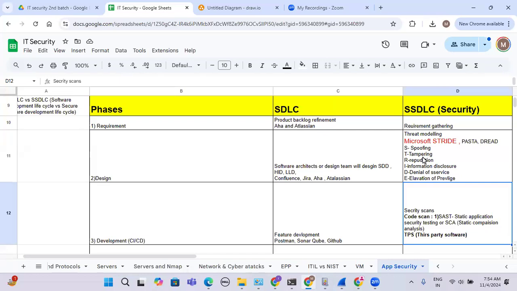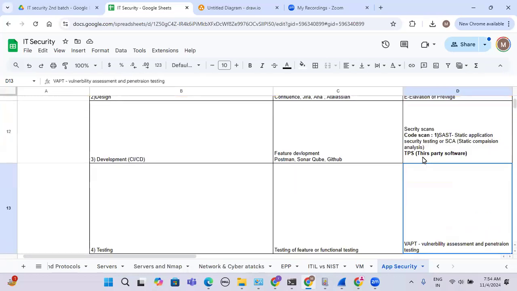So then we have to write the Jira tickets to the respective development team, and they will fix those TPS issues as well, based on the compatibility and based on the performance issues. So next one on the testing phase, once the feature is going to the testing side, here we will do the vulnerability assessment and penetration testing. So this is called VAPT.